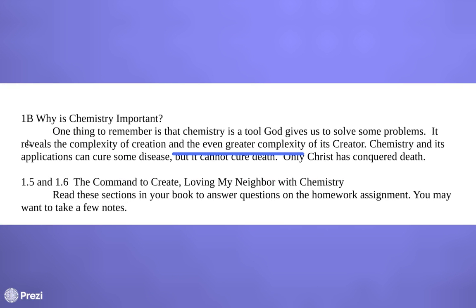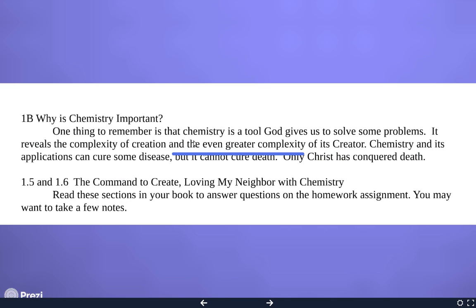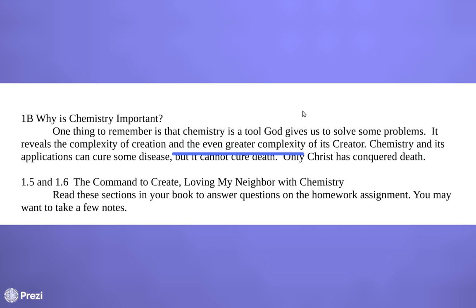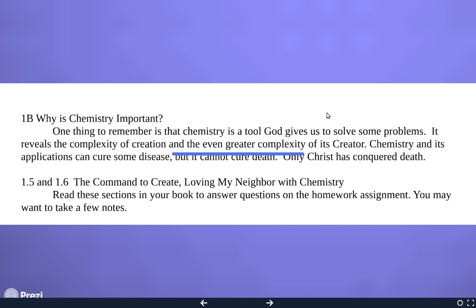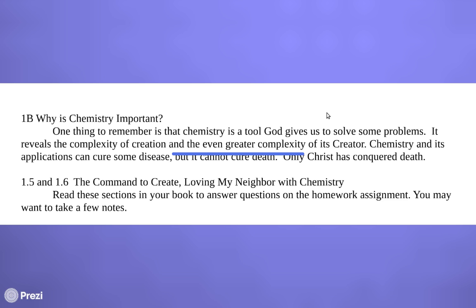Why is chemistry important? One thing to remember is that chemistry is a tool that God gives us to solve problems. I was a chemist. I used to solve problems using chemistry by determining if something was contaminated. Way back when, I had to help this, I don't know if he was a farmer or what, but determine if the pesticides were killing his chickens. And I'll tell you that story later, but it's pretty interesting. I got to do some fun things as an actual chemist.